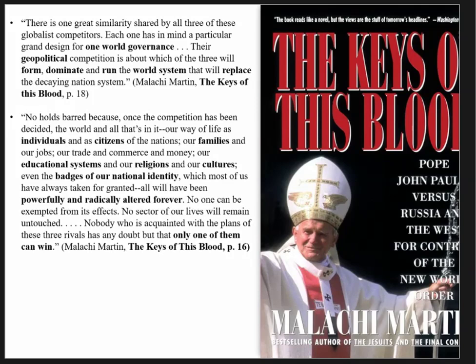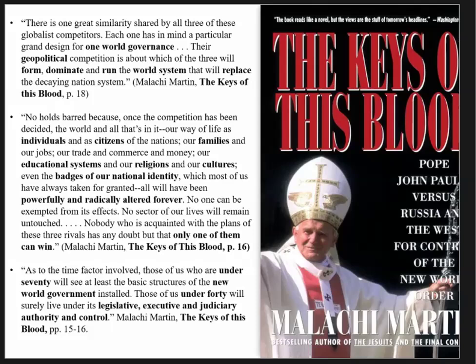Now, what is the time frame for this geopolitical new world order under the leadership of the Roman Catholic papacy? Let's see what he says in pages 15 and 16. As to the time factor involved, those of us who are under 70 will see at least the basic structures of the new world government installed. Those of us under 40 will surely live under its legislative, executive, and judicial authority and control. Okay, so that was in 1986, 40 years ago, right? That's what he said. So there is nothing hidden there. It openly tells you what the objective of the Roman Catholic Church is.